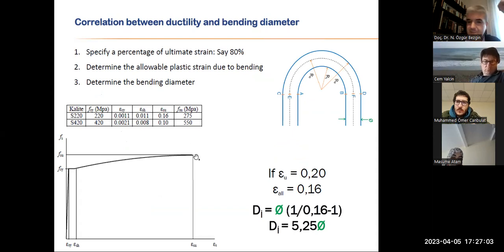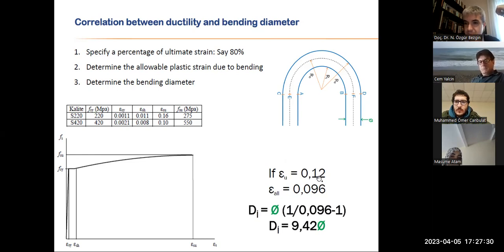For example, if this is a mild steel with a maximum tensile strain of 0.20, let's use 80%, 0.16, 16% of the tensile capability. So according to this analytical treatment, which is nothing but simple beam bending, the internal diameter can be 5.25 phi, but this is a very soft steel. But if I need to bend something quite brittle, I need to bend it around a bigger diameter.